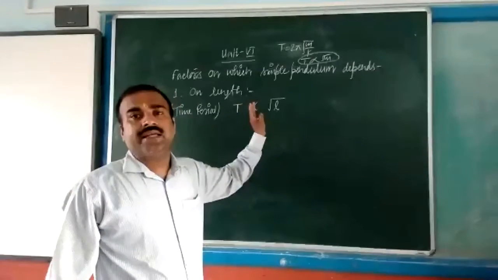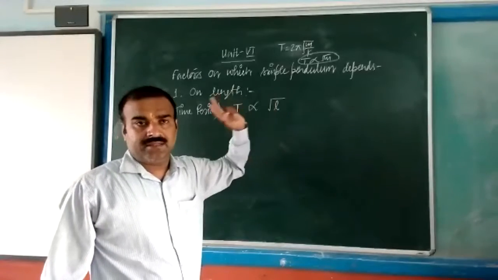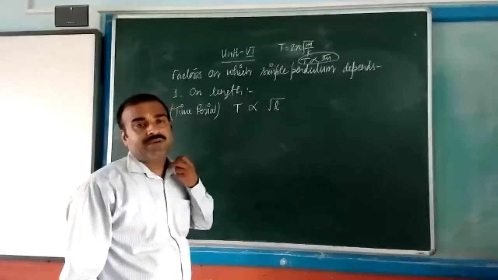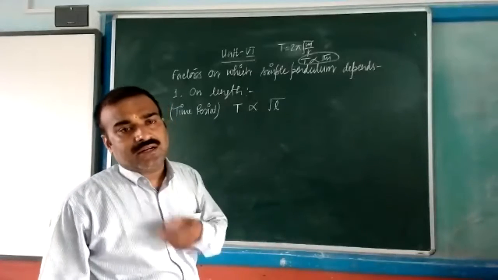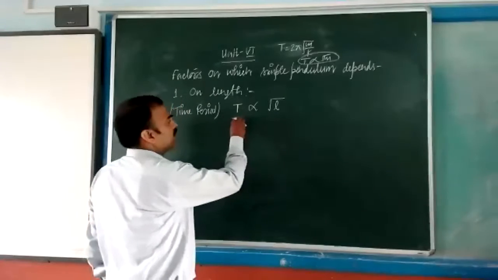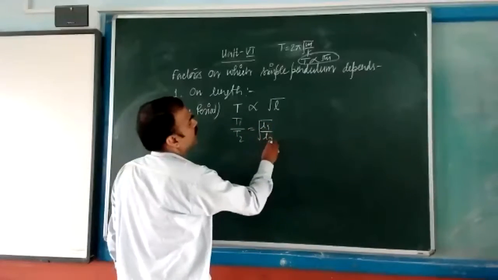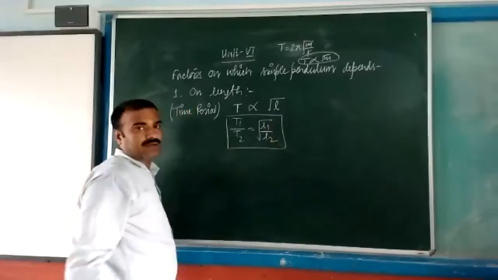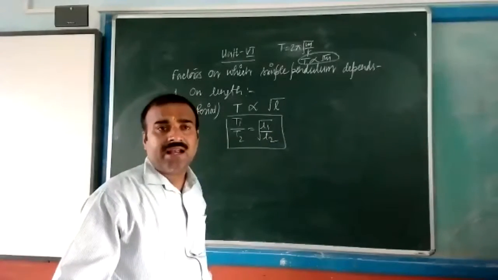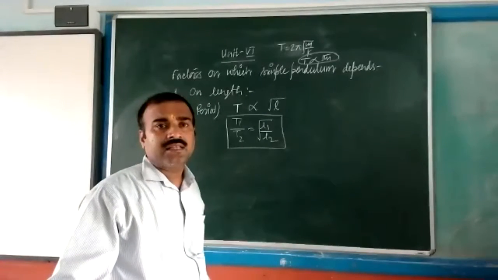The time period T is directly proportional to the square root of length. That means once the length of the thread changes, the time period will also change. We can also write T1 upon T2 equals under root L1 by L2. Clear to everyone? Now, the second thing.